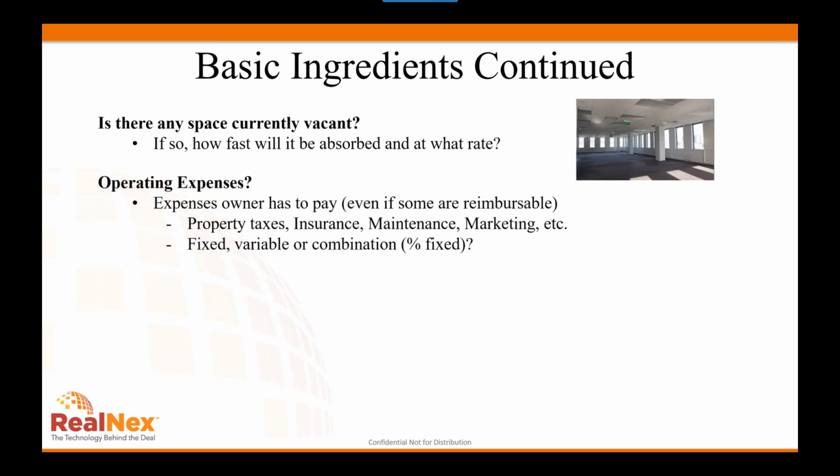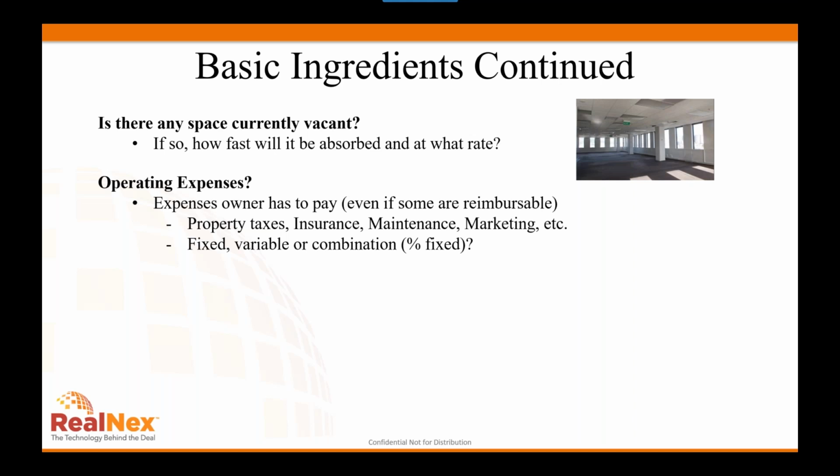Also have to ask yourself if there's space that's currently vacant. That would be space that is going to be leased up, or at least you can assume it is going to be leased up. I suppose there could be situations where you don't think it's going to lease up at all, but if it is going to be leased up, you would have to make an assumption about how fast it's going to be absorbed, which is just leasing it up, and at what rate it would be absorbed into the market.